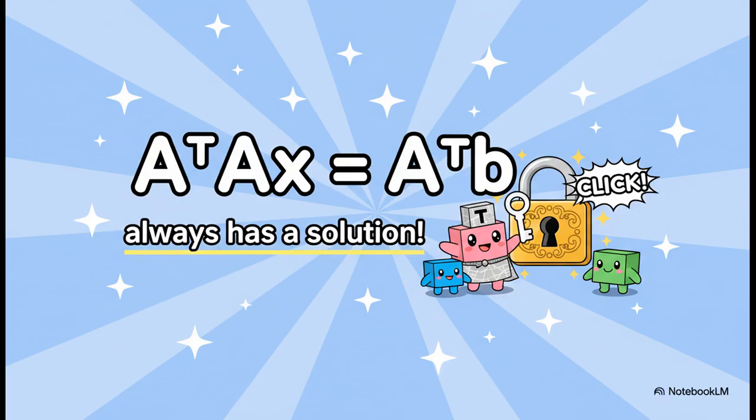Instead of trying to solve Ax = b, which you can't, you solve this new equation: A transpose times A times x equals A transpose times b. The amazing thing is that this new system always has a solution, and that solution gives you the best possible fit. This is definitely one you'll want to commit to memory.